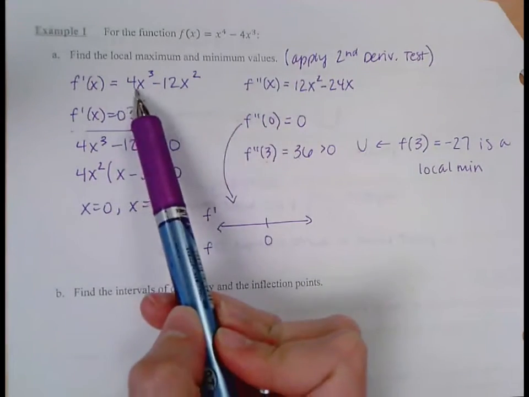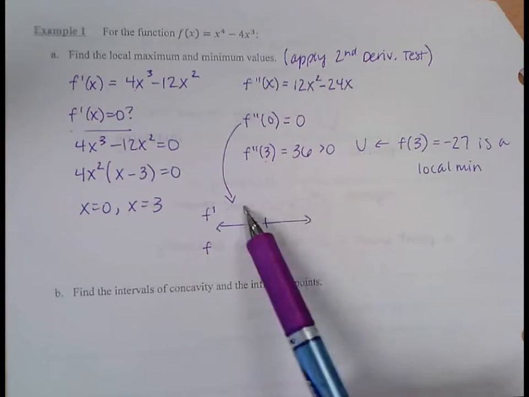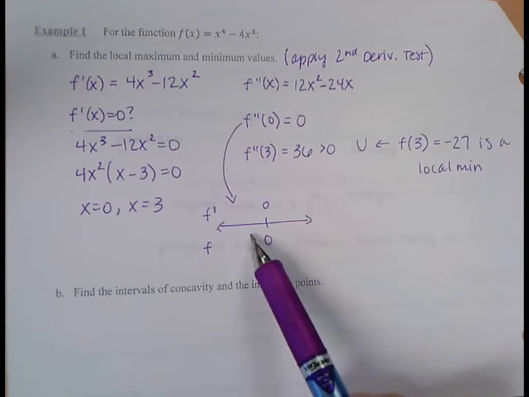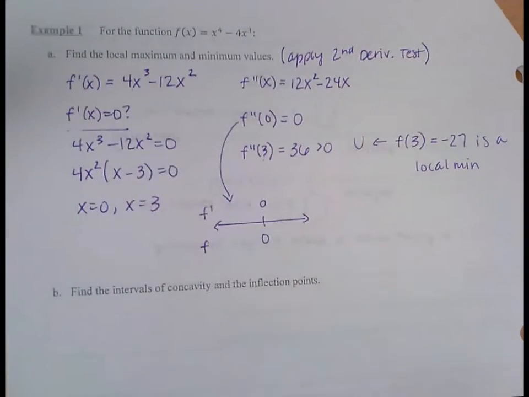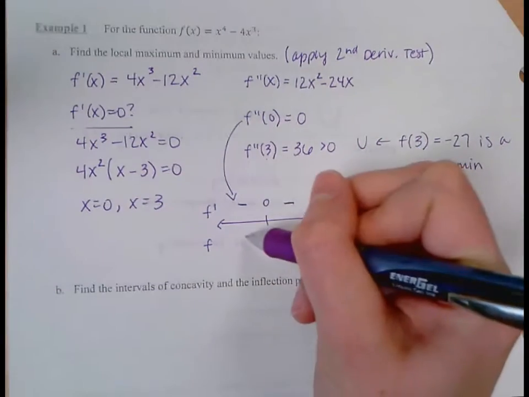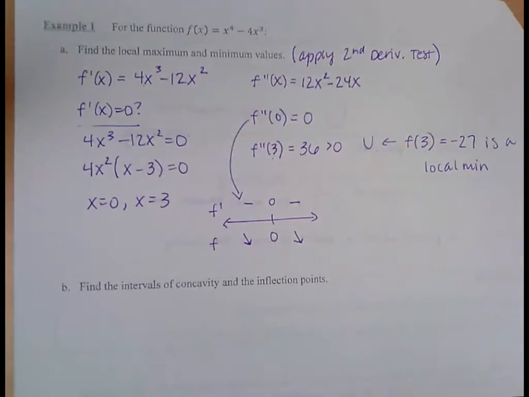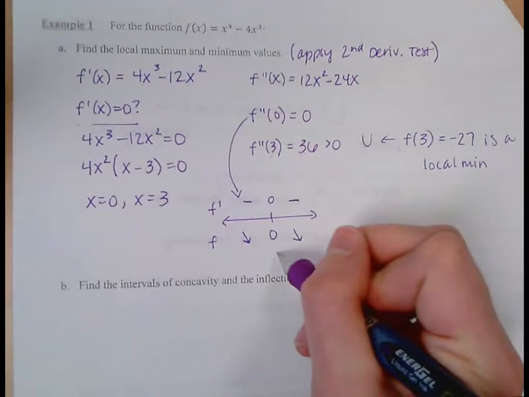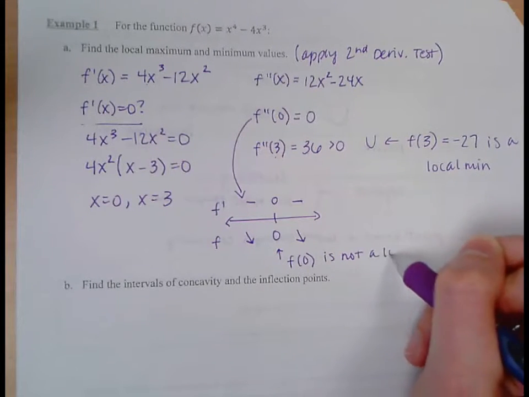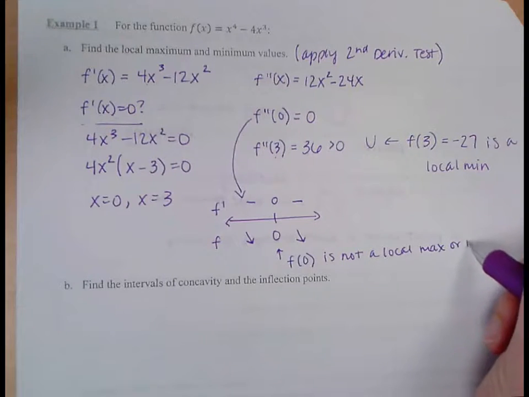Plug in a value back into f prime to see, does f prime change from positive to negative, negative to positive, or not change at all? Does it stay positive, stay negative on either side of 0 to determine if it's a local max or min, or neither. Okay, so if I substitute a value into f prime that's less than 0, it's negative, and then it stays negative. So f is decreasing and then still decreasing. So there is not a local max or min at 0. So I'm just going to make a note here. f of 0 is not a local max or min.